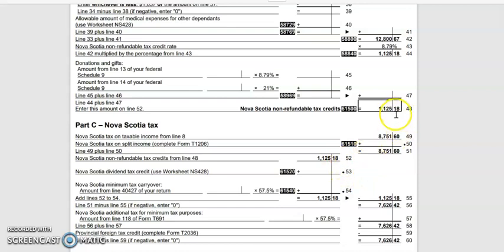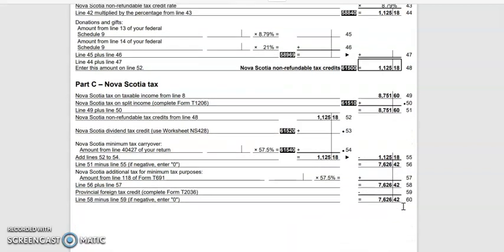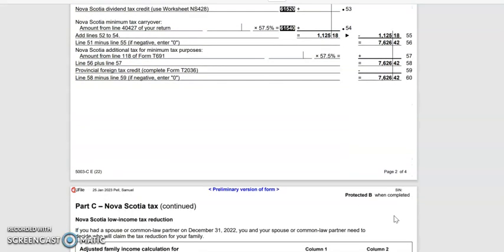So then we bring down our non-refundable tax credits on line 52. We don't have a dividend tax credit. We don't have a tax carryover amount. We bring that down by adding 52, 53, and 54, which still equals the 1125.18. Carry that over to line 55. Subtract that from the 8751.60 to give us 7626.42. And we carry that down. There's no provincial foreign tax credit. We don't have any additional tax.